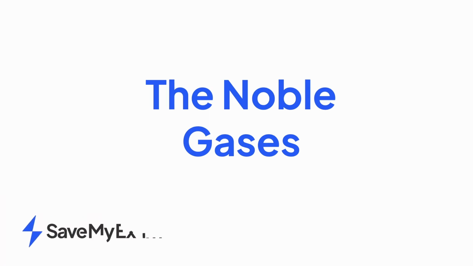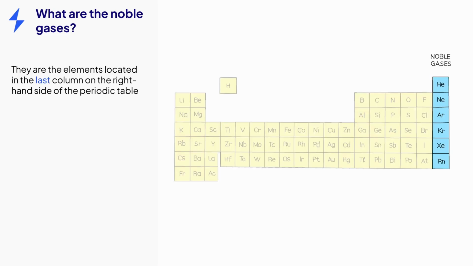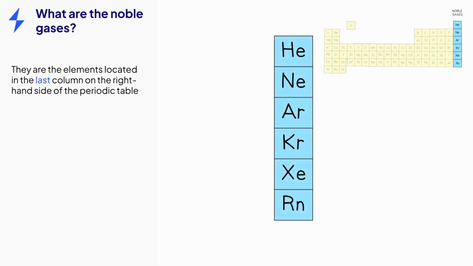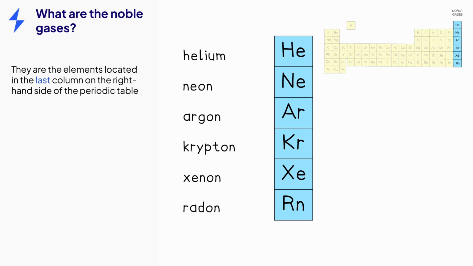This video is on the topic of the noble gases. So what are the noble gases? The noble gases can be found on the very right-hand side of the periodic table. They are also referred to as Group 0 or Group 8 elements. The noble gases include helium, neon, argon, krypton, xenon and radon.